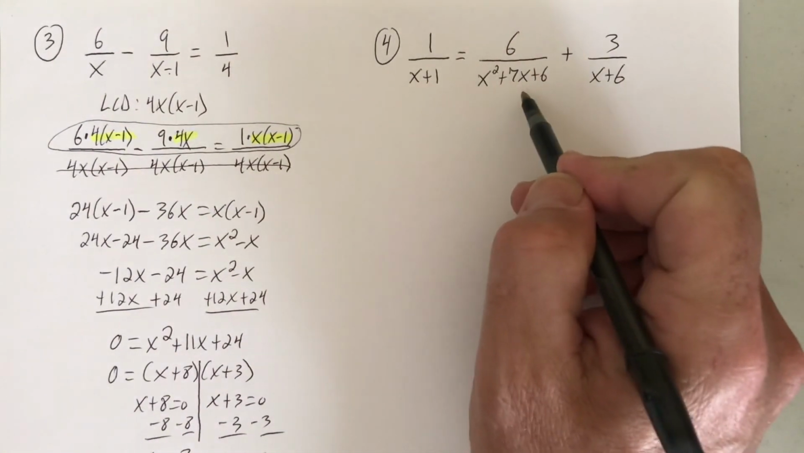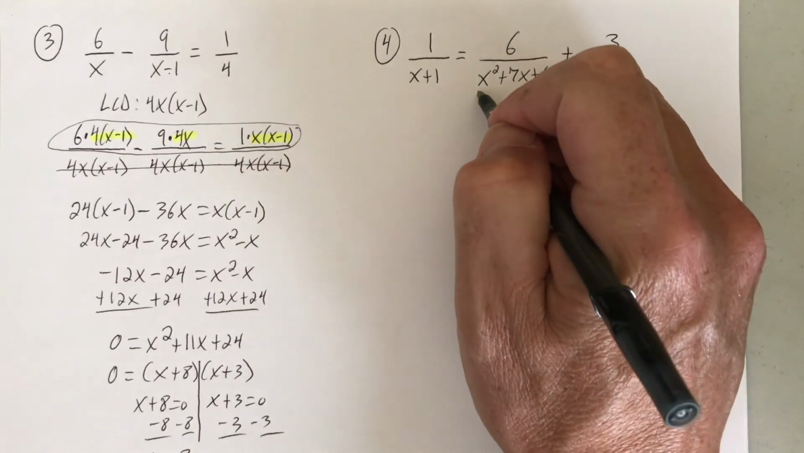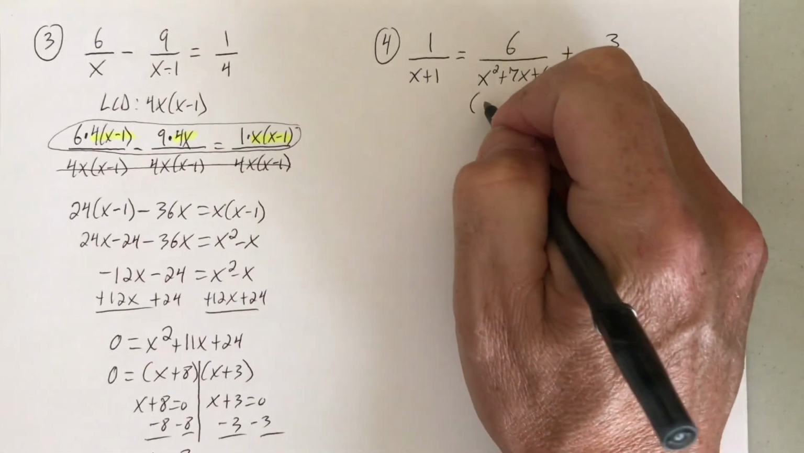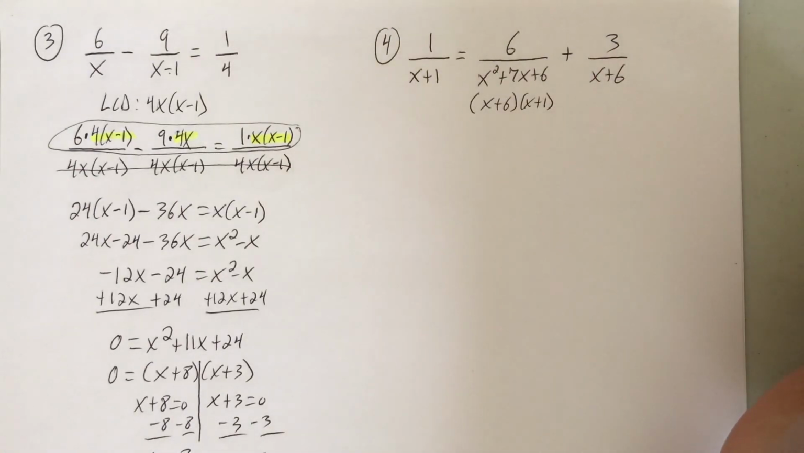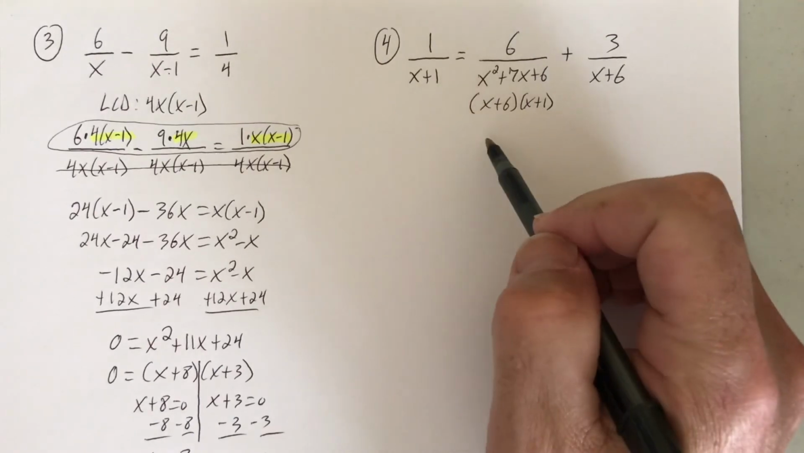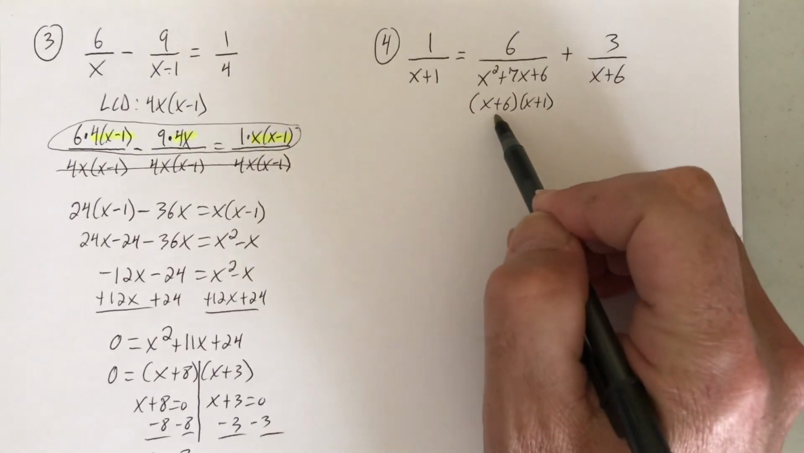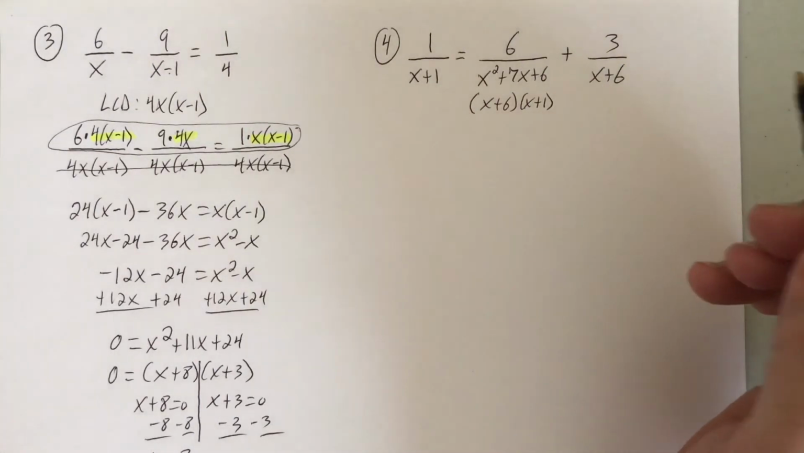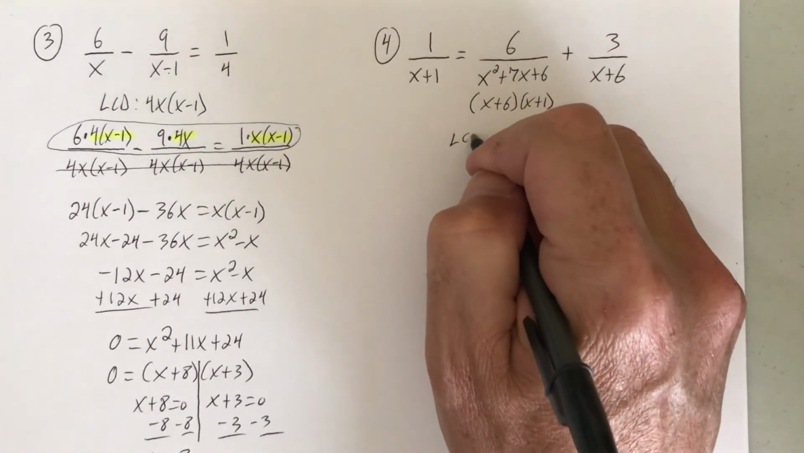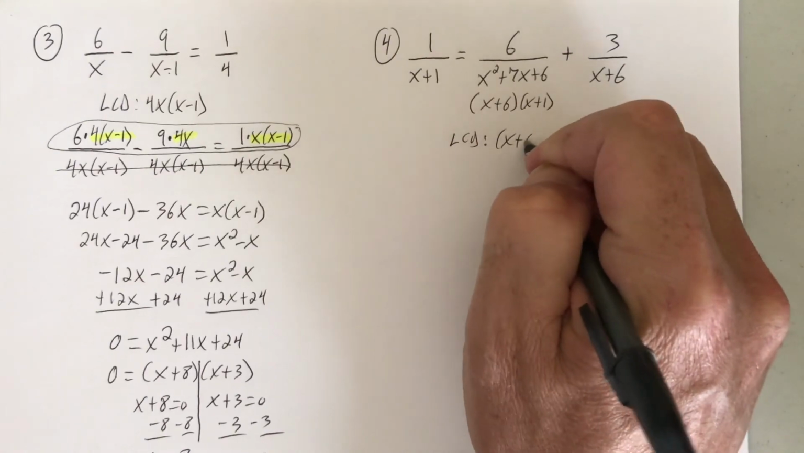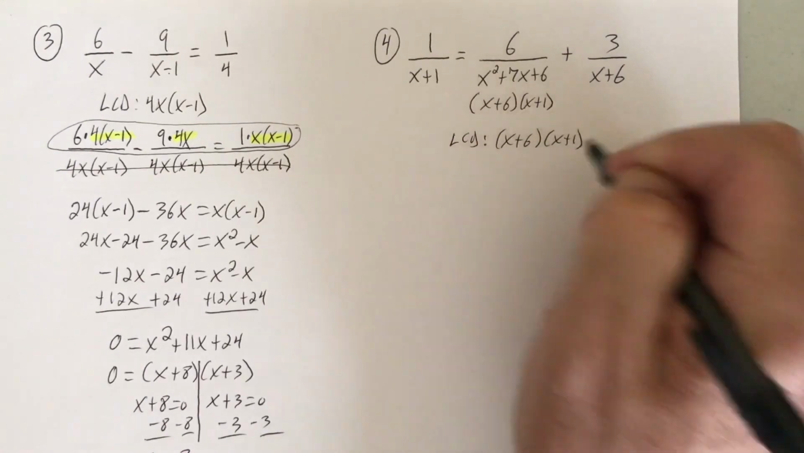So this denominator, we can go ahead and factor. I'll just factor it right underneath, which is going to be x plus 6 times x plus 1. It's just going to save us a little time instead of rewriting all this. So then I have x plus 1, x plus 1, and x plus 6, and then x plus 6. So our least common denominator is actually going to be this right here. So it's going to be x plus 6 times x plus 1.